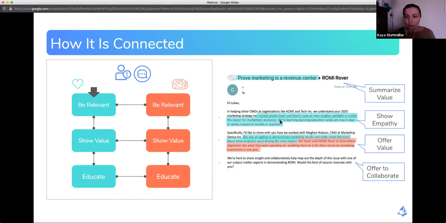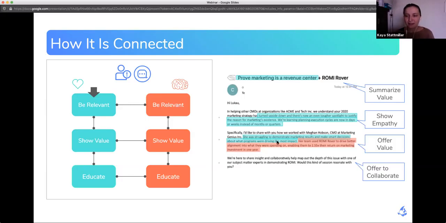Then we are learning that planning and execution cycles are now in days or weeks instead of months. So again, you show this person how well you know them. Then you move on to offering value, and here you are telling the story about other customers, but again, you use the buyer language: "She was struggling to demonstrate marketing results and make smart decisions about what programs were driving the most impact."